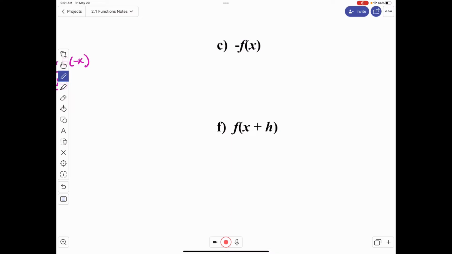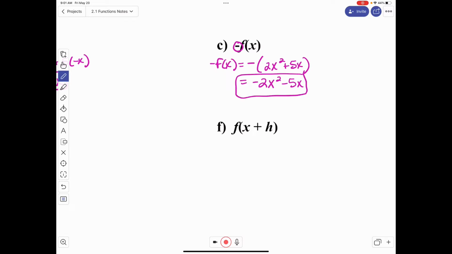We'll just move that negative out in front of the 5. Okay, so on this one, notice the negative is out front. So what we do here is I'm just going to put a negative, and I'm going to put everything in parentheses. And then we will just distribute the negative. So we'll get negative 2x squared minus 5x. And we can't simplify that any further.